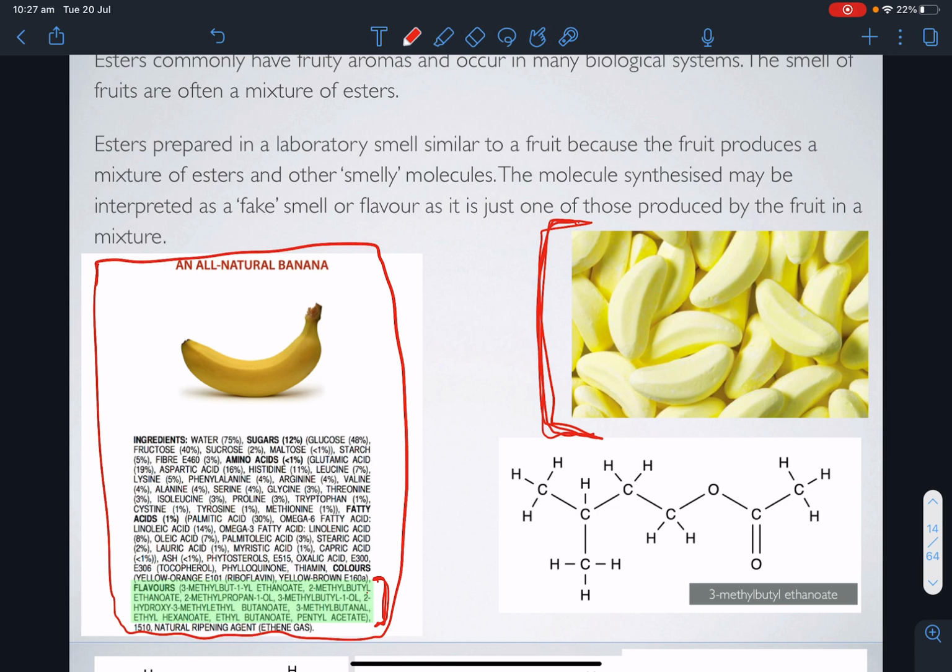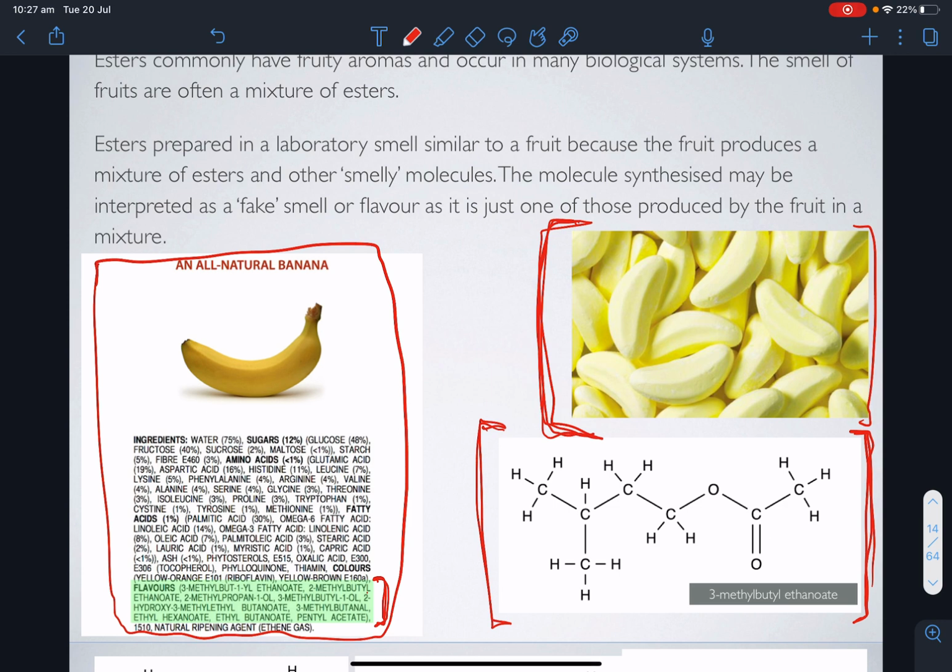But what ends up happening is, to keep it simple, we choose one of them, so we only have to make one of them. That's kind of close, but it's not quite right. And that's what we do. So when we flavor banana-flavored lollies, we make 3-methylbutane-ethanoate, this molecule here that I've drawn the structure for, and it smells kind of like bananas, and it tastes kind of like bananas, and we just need to make one of them, and we put it in the flavor for the lolly bananas.